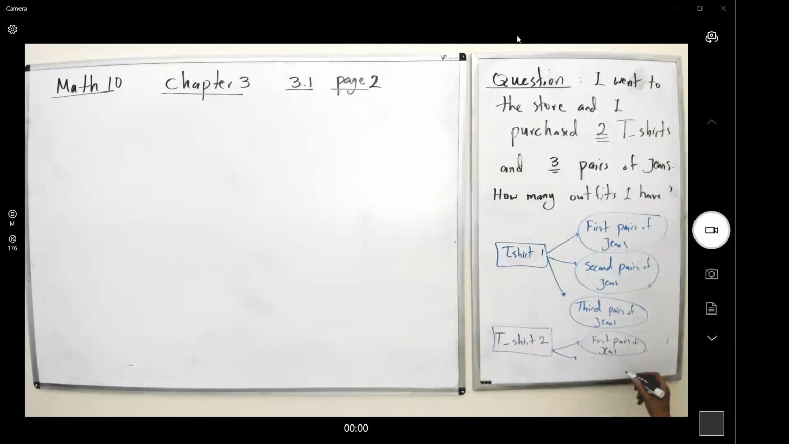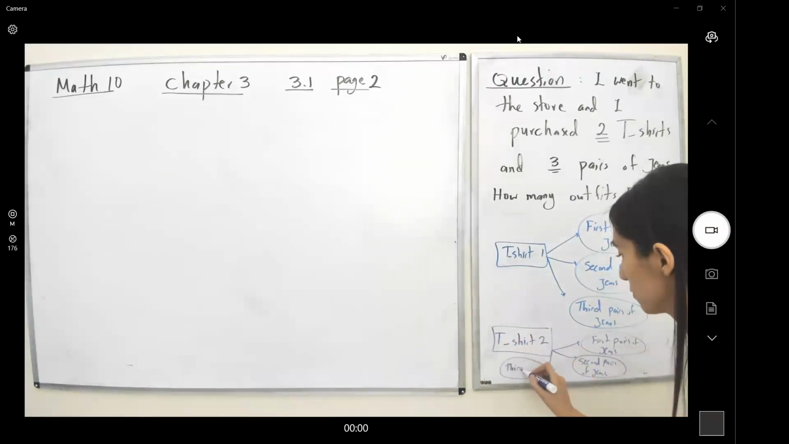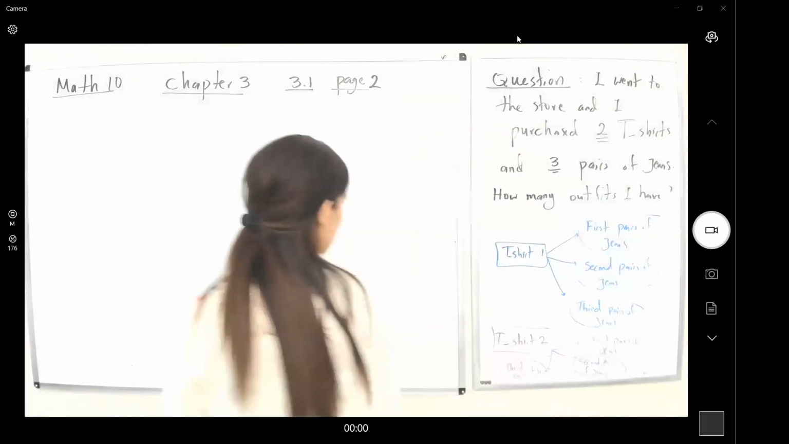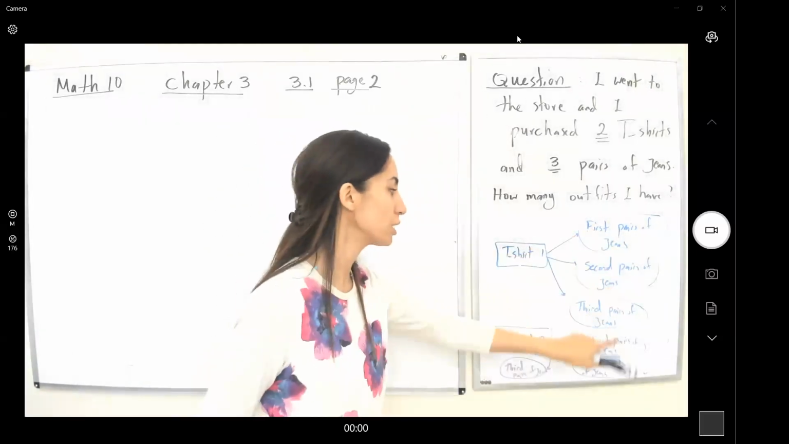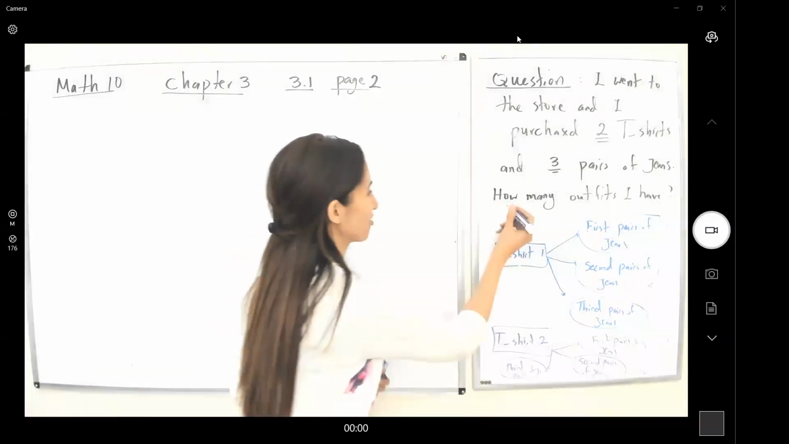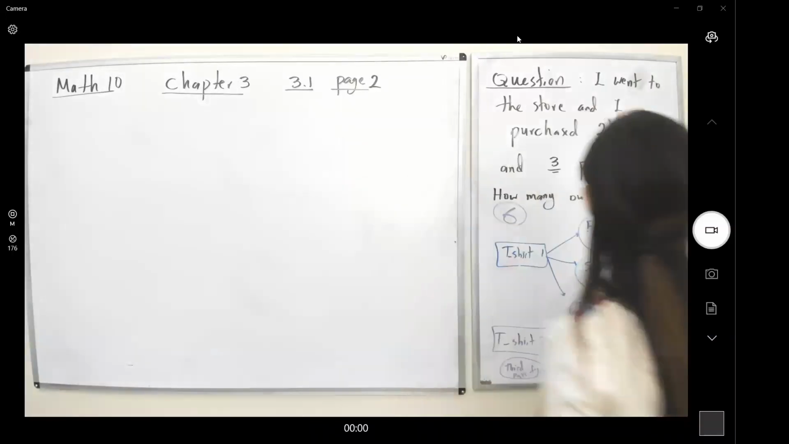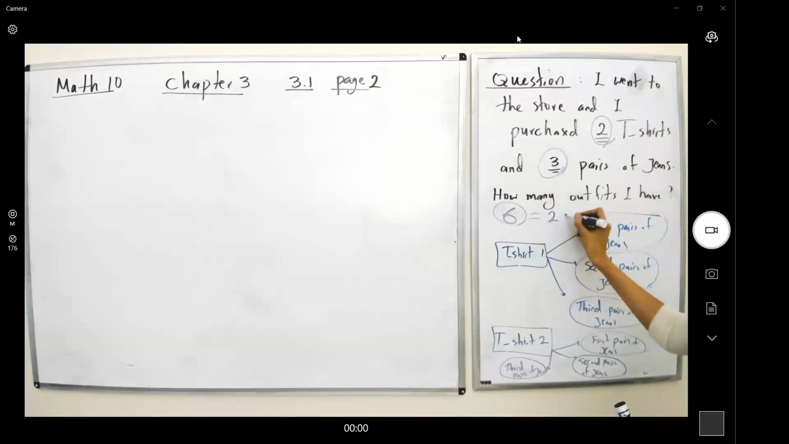Suppose they have different colors. They were on sale, so I didn't pay that much. Second pair of jeans, and the third pair of jeans. So as you can see, if you count them, 1, 2, 3, 4, 5, and 6 different outfits. I have 6. 2 times 3 gives me 6 options.